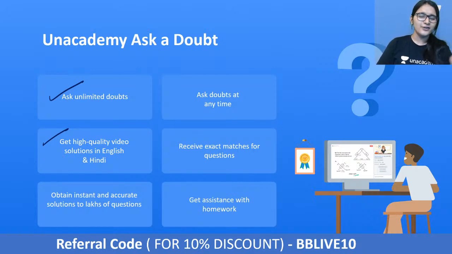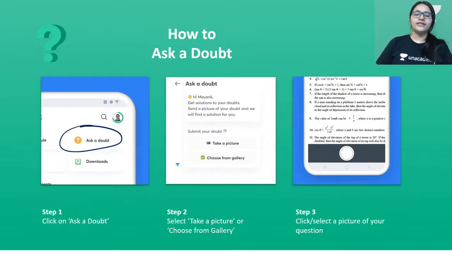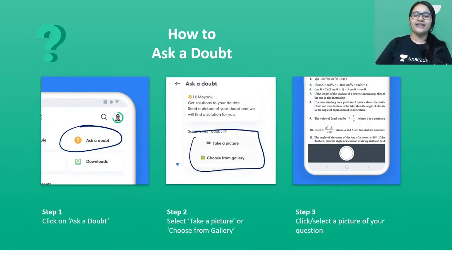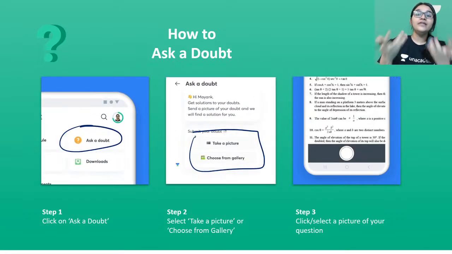Just click and you'll get the answer. Yes, so how to do that? So आपके प्रोफाइल में when you go, you will see an option ask a doubt. Click on it, then it will ask you, hi, whatever your name is. Take a picture or choose from gallery, right? So अगर आपने पहले से फोटो खींच के रखी है, so choose from gallery. अगर आपने नहीं खींची है, तो on the spot it will open your camera. Click a photo. Okay? Understood?